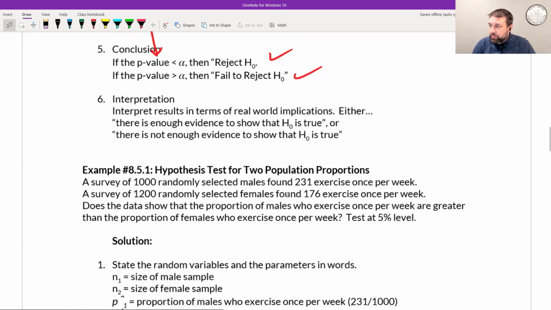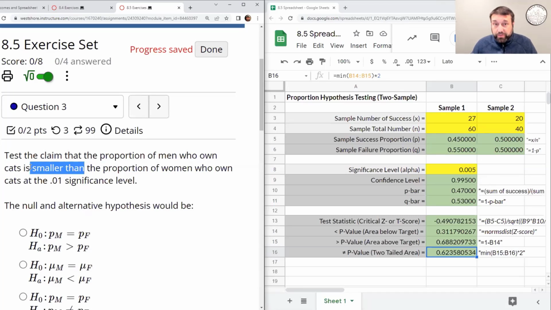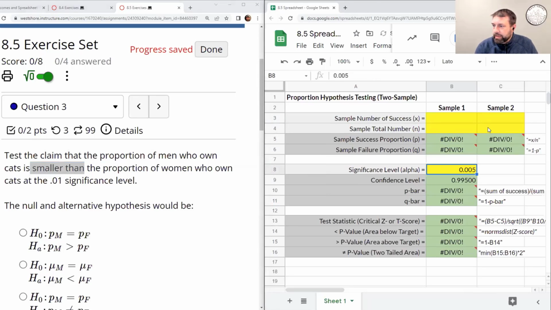Test the claim that the proportion of men who own cats is smaller than, okay, so that's a red flag, right? Smaller than means less than. That means left-tailed. That means we're looking for the area to the left of a target. So that word is key. You've got to pick up on that. The proportion of men who own cats is smaller than the proportion of women who own cats at the 1% significance level. Okay, so I'm going to clear out my data here. I do know that's going to be 0.01, so I'll type that in right now. So there's my significance level.